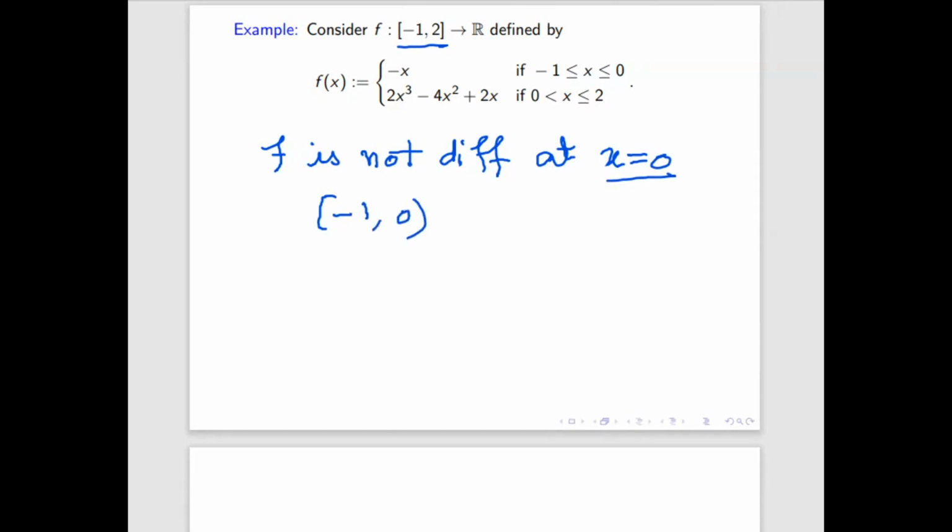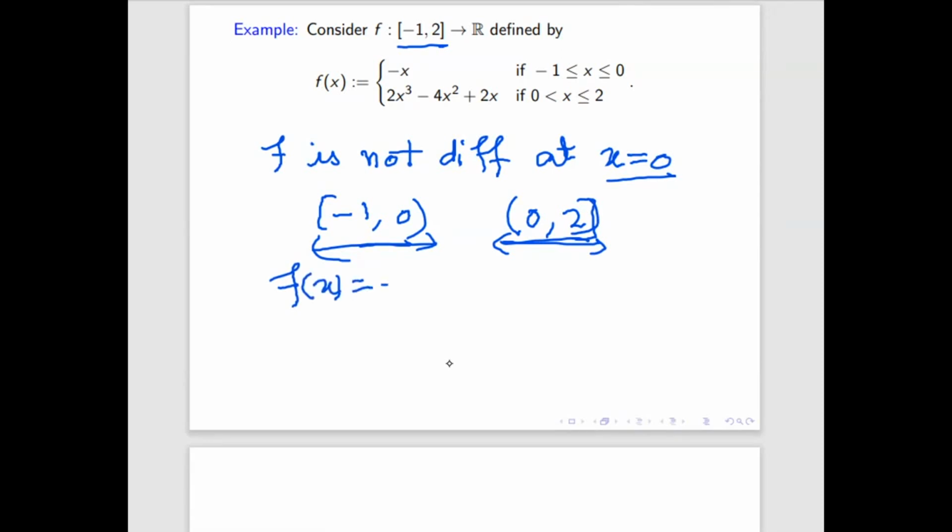-1 to open interval 0. 0 we will check separately, and 0 to 2. In this it is differentiable, in this it is differentiable. We can differentiate also. This is the closed. So in this we'll check separately, in this we'll check separately. In this interval it has a maxima or minima or not, and 0 to 2 also it has a maxima or minima or not. So the question is divided into two parts.